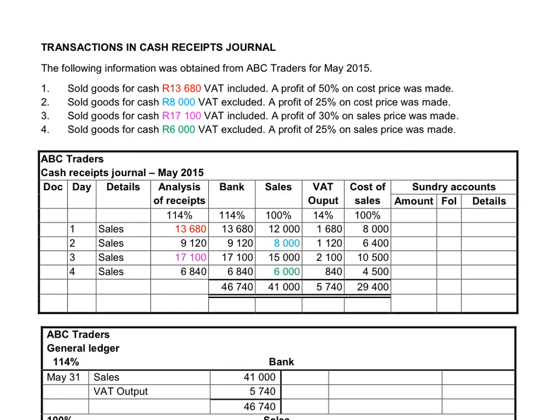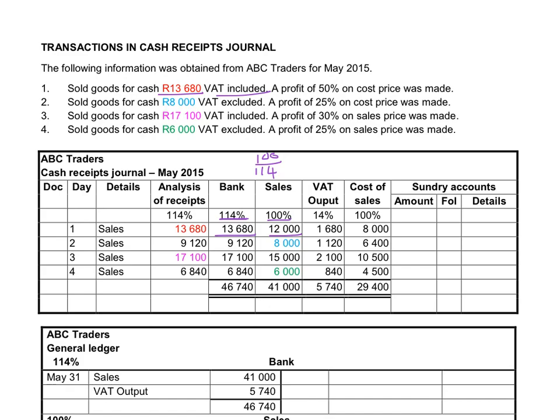Sold goods for cash 13,680, VAT included. So that means that is the amount that we received in the bank, and that equals 114%. If I want to know what is the sales income, the percentage that I want, 100, divided by the percentage that I know, 114, times 13,680, and that will give me 12,000 Rand.